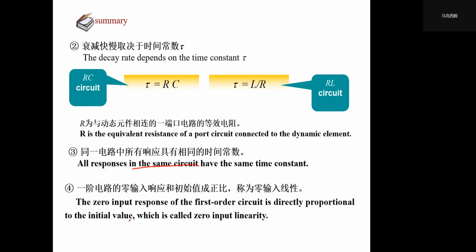And we know that the zero input response of the first order circuit is proportional to its initial value. So we call it zero input linearity. This is something we should know.